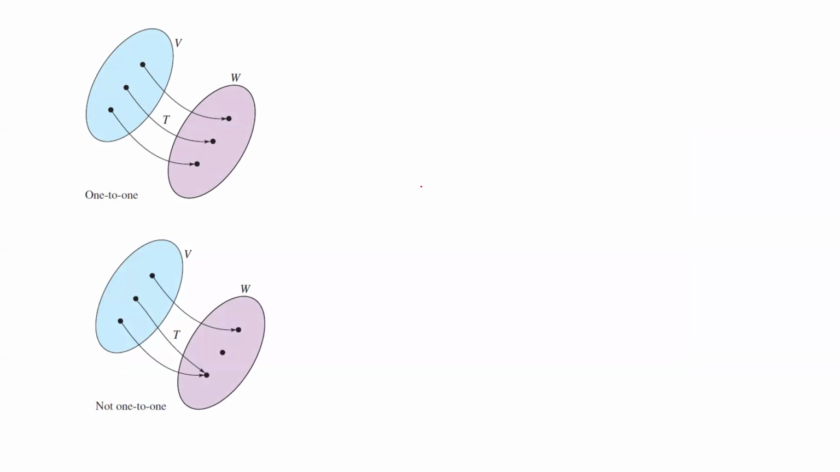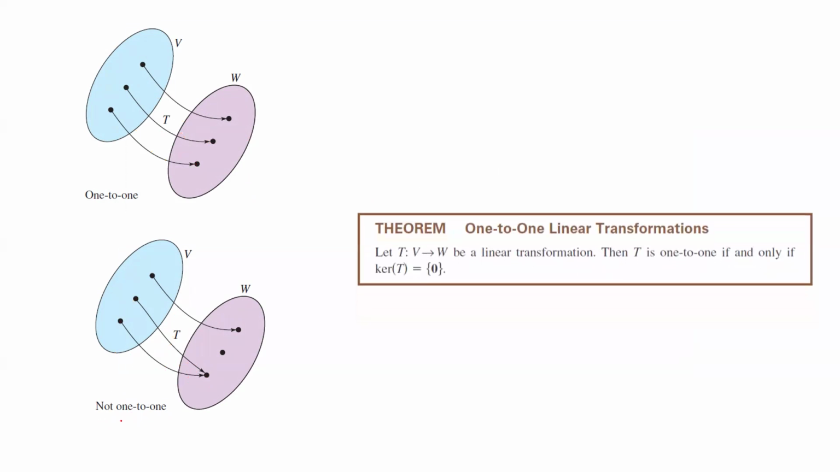So this is an example of a one-to-one linear transformation, and this is not a one-to-one linear transformation. Here, x1 and x2 are different from each other, but their output values are the same. So this is not a one-to-one linear transformation.